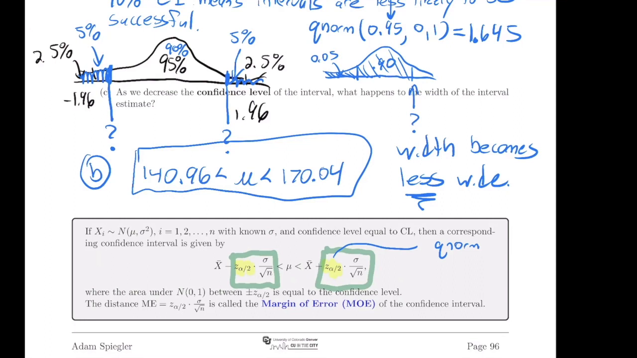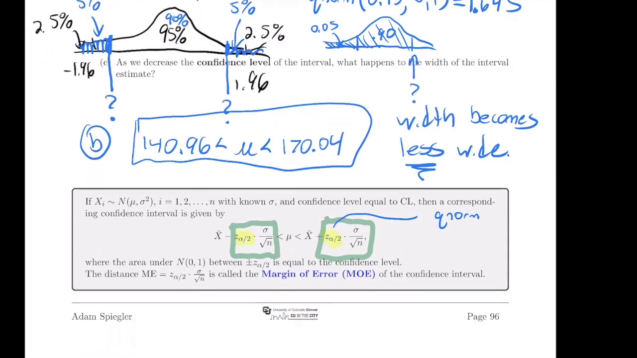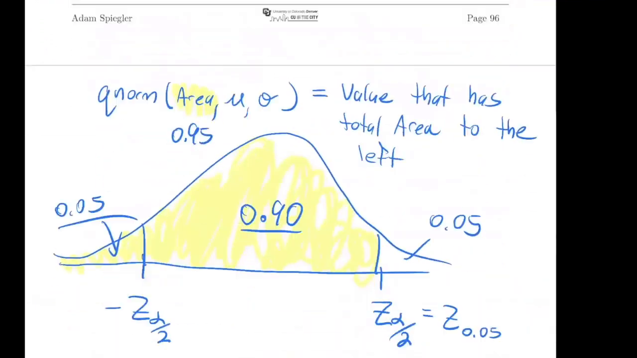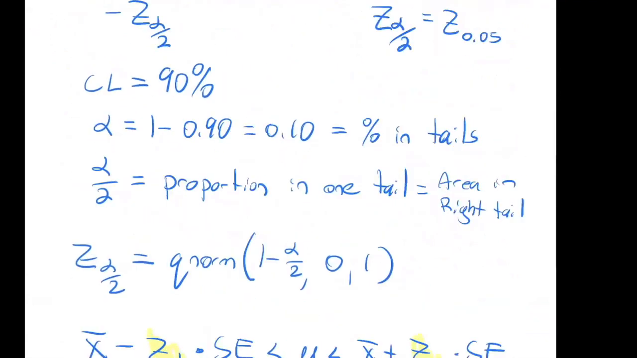So I'll say the most common confidence level is 95%. 90% is pretty common. 99% is also pretty common. But 95% is the most common one. But don't always use 1.96. Make sure you pay attention to what the confidence level is. Okay, so now we've got all the ingredients that we need.